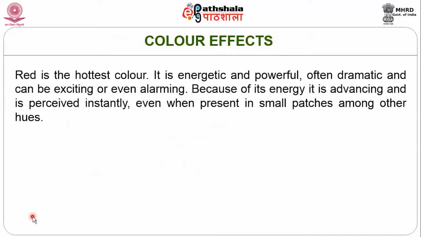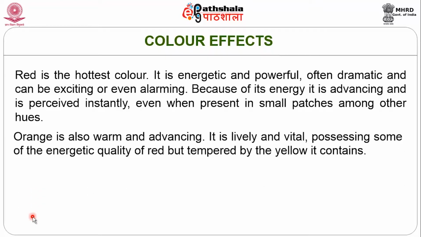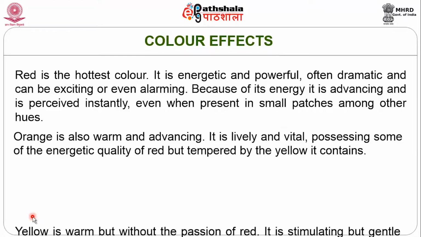So, different types of plants or colors of the plants cause different types of color effects. Red is more energetic and powerful, it is more advancing in the field of vision. Orange has a certain level of red in it, and also it becomes warm and advancing, it becomes lively and vital, possessing some of the quality of the red, but it is tempered by the yellow it contains. So, a certain amount of red and yellow are there in orange. So, it has that kind of warm and advancing character within it. So, more like your heliconias and all.